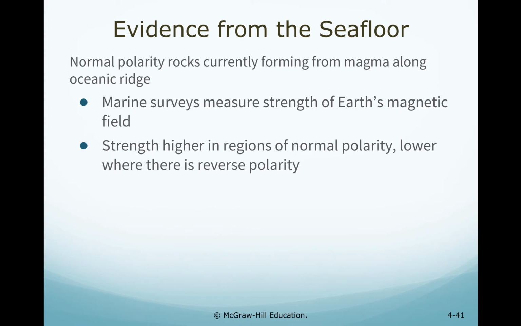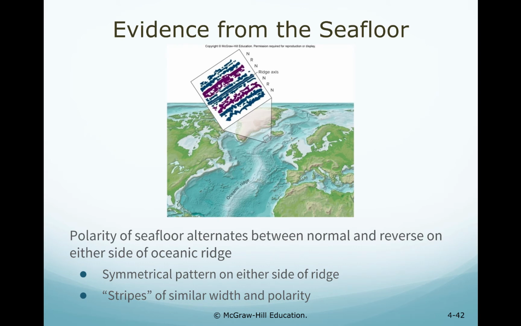Normal polarity rocks are currently forming from magma along the oceanic ridge. The marine surveys measure the strength of Earth's magnetic field, and the strength is higher in regions of normal polarity and lower where there's a reverse polarity. The polarity of the seafloor alternates between normal and reverse on either side of the oceanic ridge. Of course it would, because they're all pointing in the same direction.